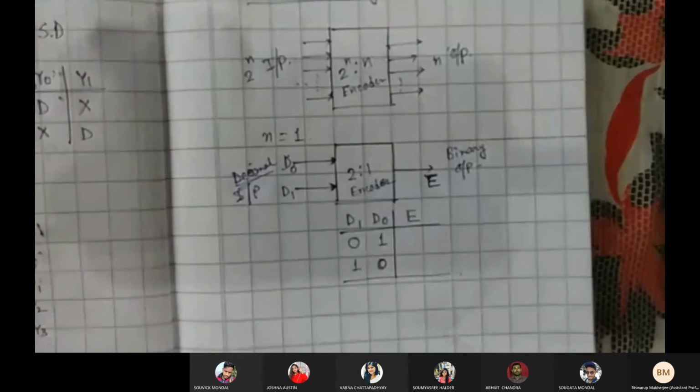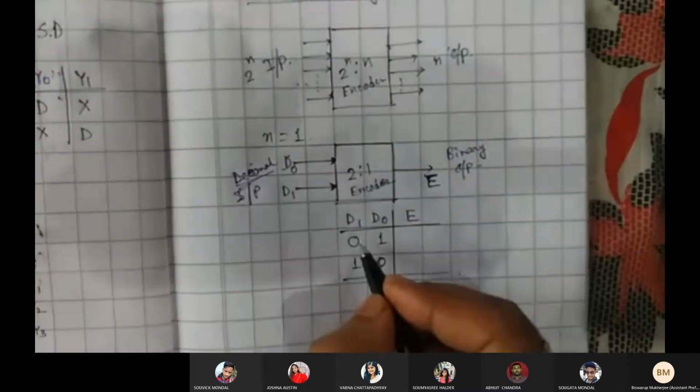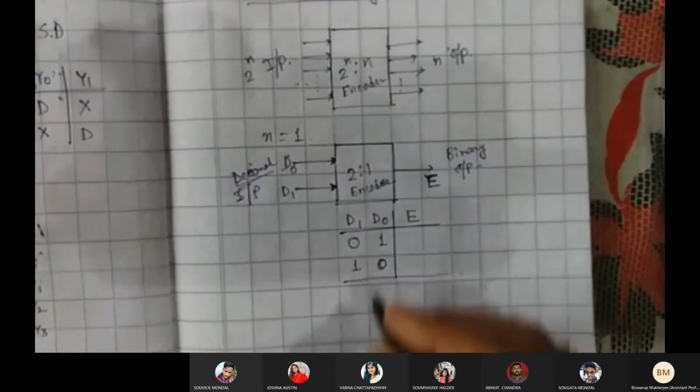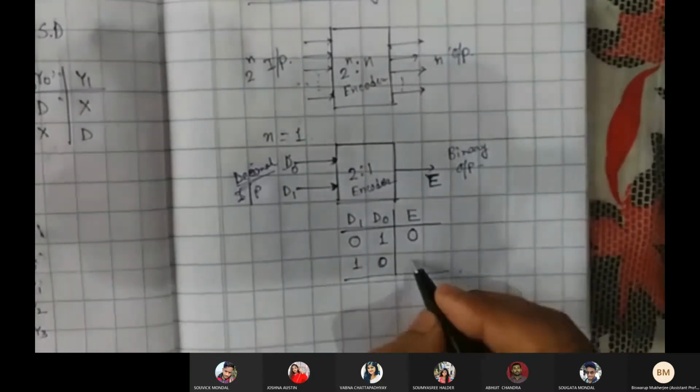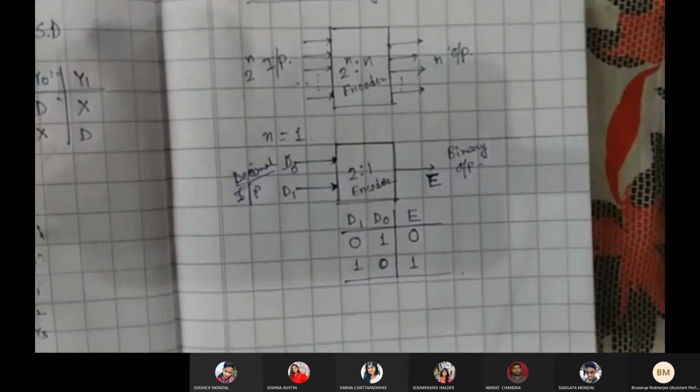So for encoded output, if D0 is high, then the encoded bit output would be 0. If D1 is high, the encoded output is 1. So only this much. Okay.